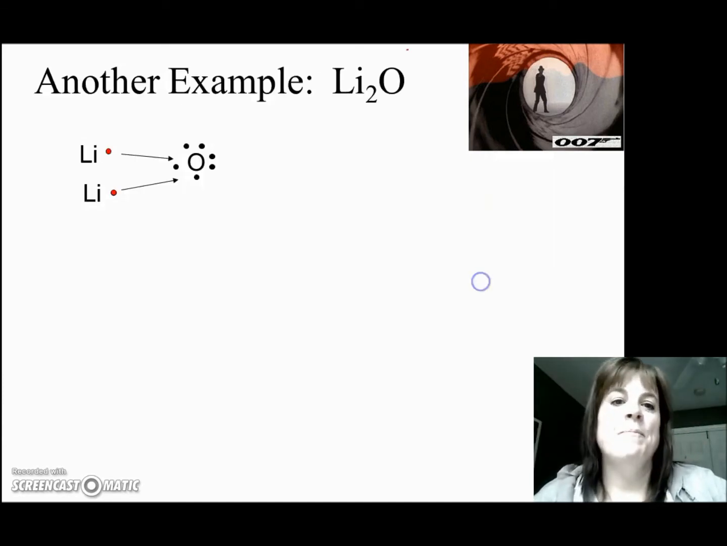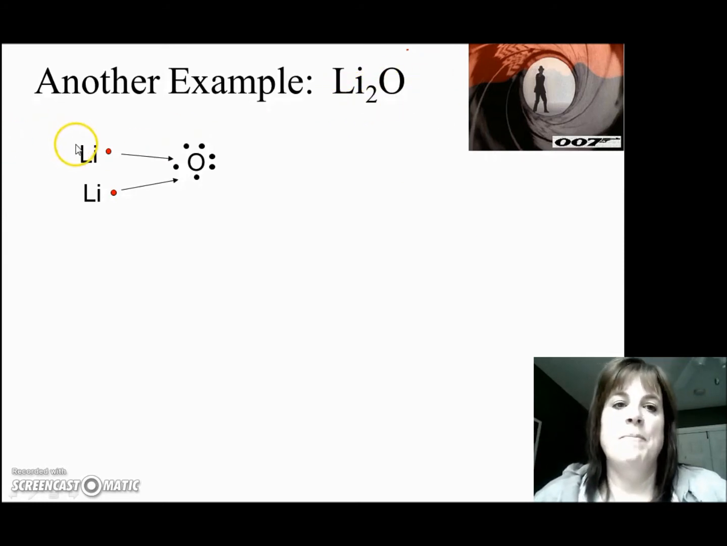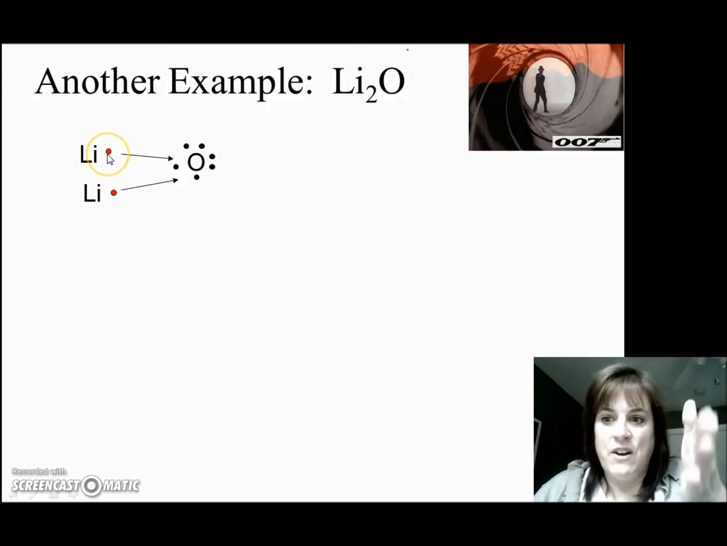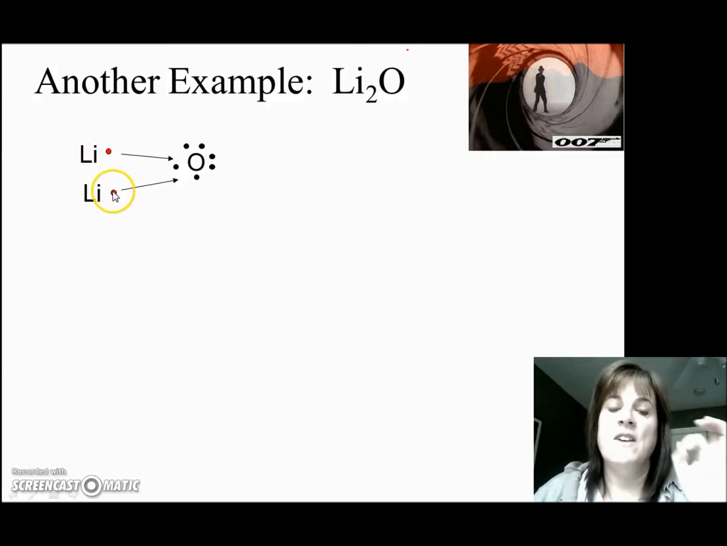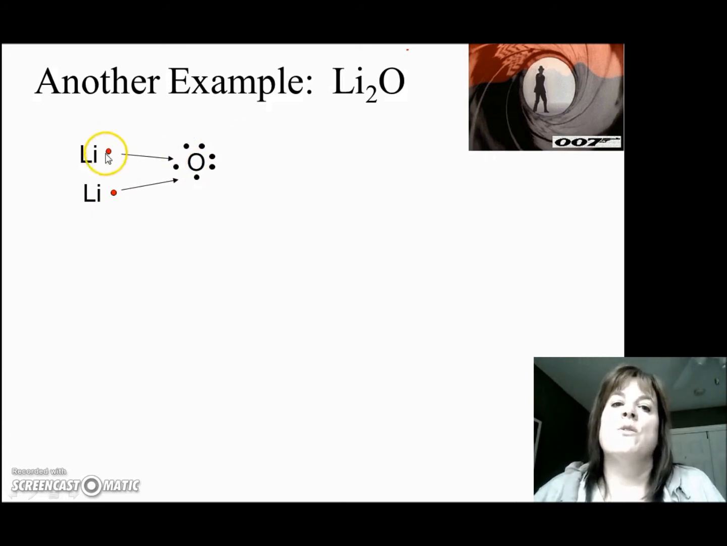Let's try some more. All right, what about lithium oxide? Well, lithium, right, it's in that very first column, so each has 1 valence electron. And here's our oxygen again with its 6. So the reason why I have 2 lithium in this compound, right, is because oxygen needs 8, so it needs 2 electrons. And so lithium is going to give them up.